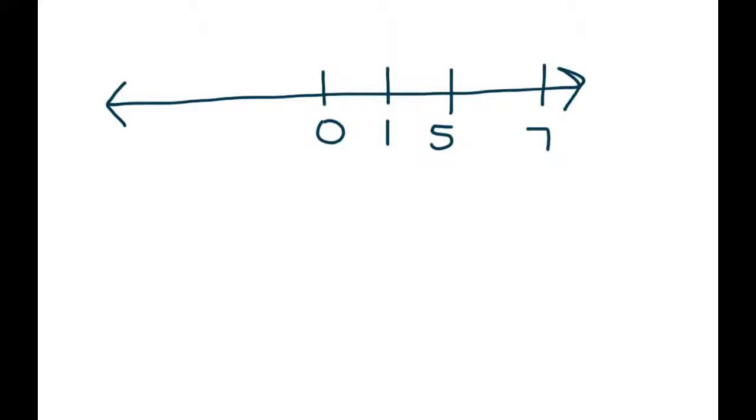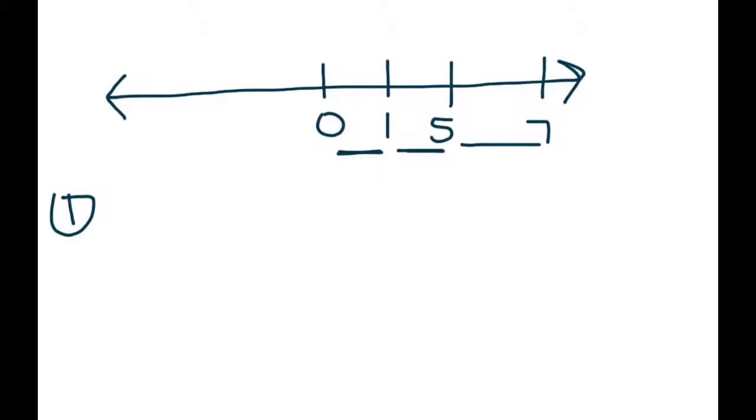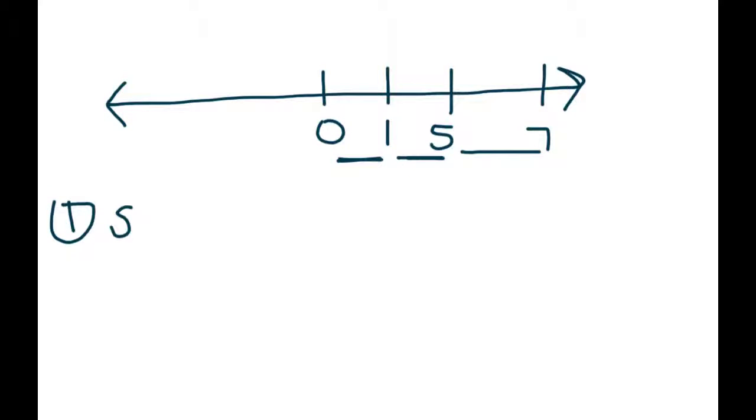Common mistakes made when creating a number line. The first mistake that I see is that my scale is not equal. Here, I'm counting by ones, but when I get to my next interval, it jumps from 1 to 5, meaning I'm counting by fours. And then from 5 to 7, it's 2. So the first mistake I see is an unequal scale.